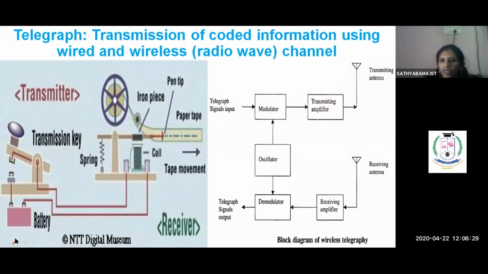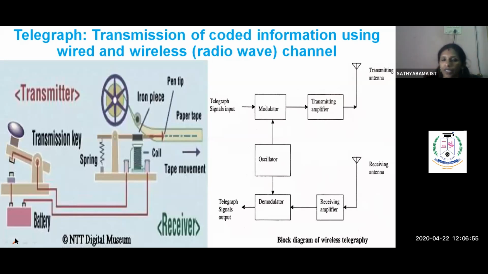In the receiving section, the high frequency signal has to be converted back to the original signal, and therefore we use a demodulator. The amplified signal received from the transmitting section is received in the receiving amplifier and given to the demodulator, which demodulates the signal and gives the telegraph signal as the output.